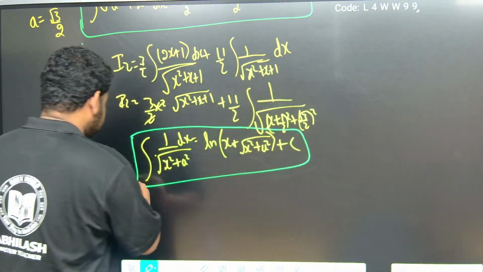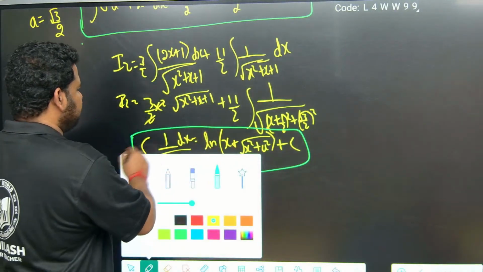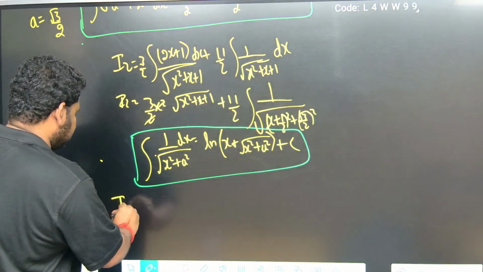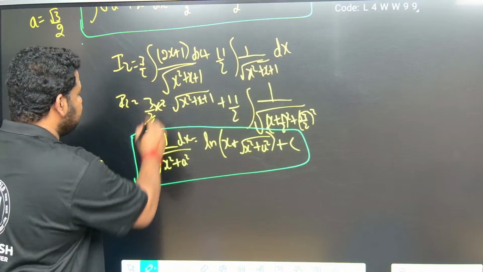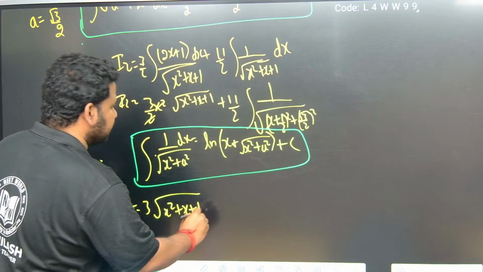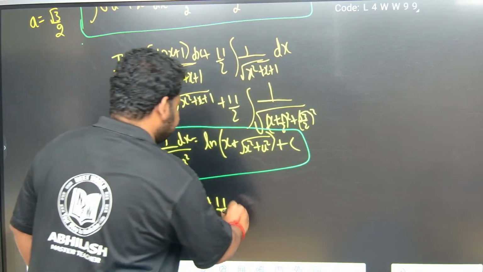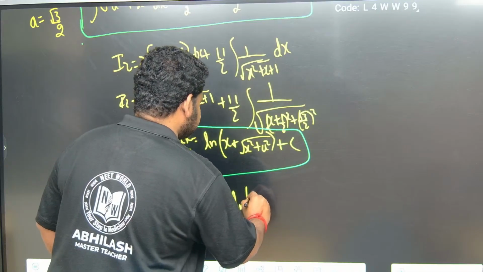Now, on putting this formula into use, I2 will be equal to 3 times square root of x square plus x plus 1, plus 11 by 2 into log of square root of x plus, x is nothing but what?